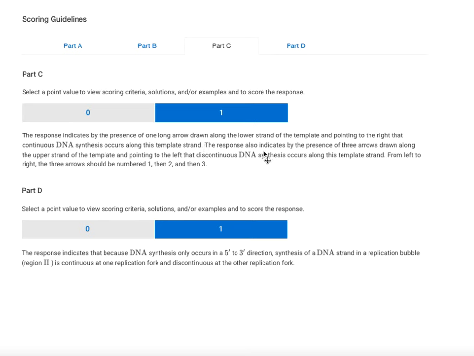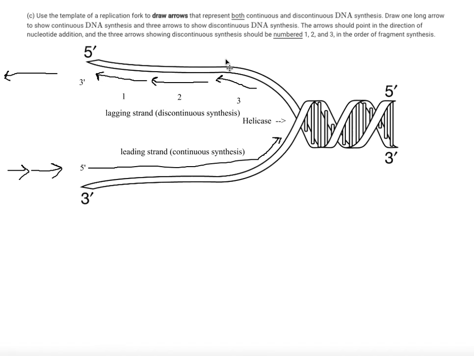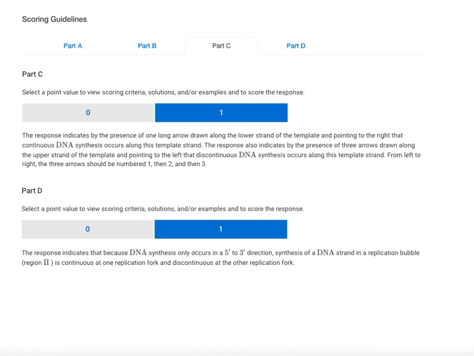Continuous DNA synthesis. The response also indicates the presence of 3 arrows drawn along the upper strand, pointing to the left. The discontinuous DNA synthesis occurs along this template strand. From left to right, the arrows should be numbered 1, 2, and then 3 to indicate the overall direction of replication. The response indicates that because DNA synthesis only occurs in a 5' to 3' direction, synthesis of a DNA strand in a replication bubble is continuous at one replication fork and discontinuous at the other replication fork.